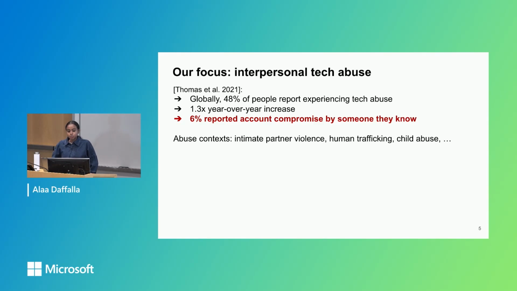We focused on interpersonal tech abuse, which is an emerging threat that presents a huge challenge. Thomas et al. have reported that online tech abuse is on the rise, with 48% of people globally reporting experiencing tech abuse. 6% have specifically reported an account compromised by someone they know. And these abuse contexts are not limited to a single user group, but extend to intimate partner violence, child abuse, human trafficking, and many more.